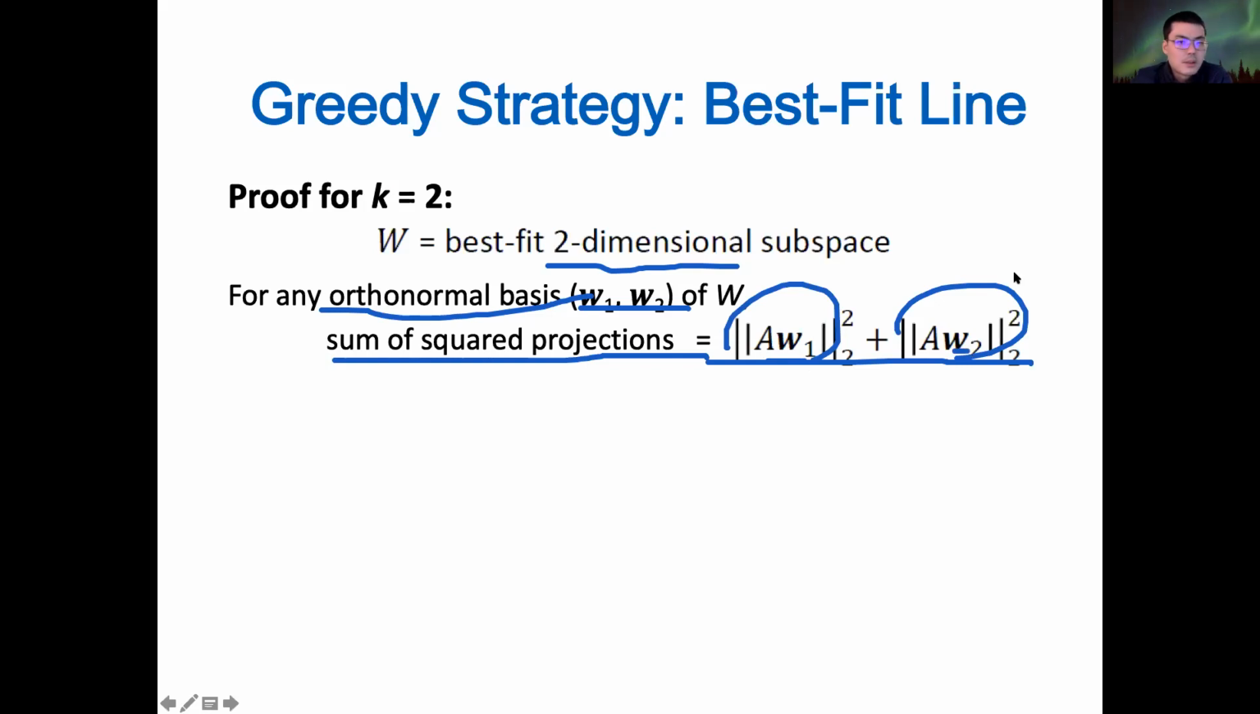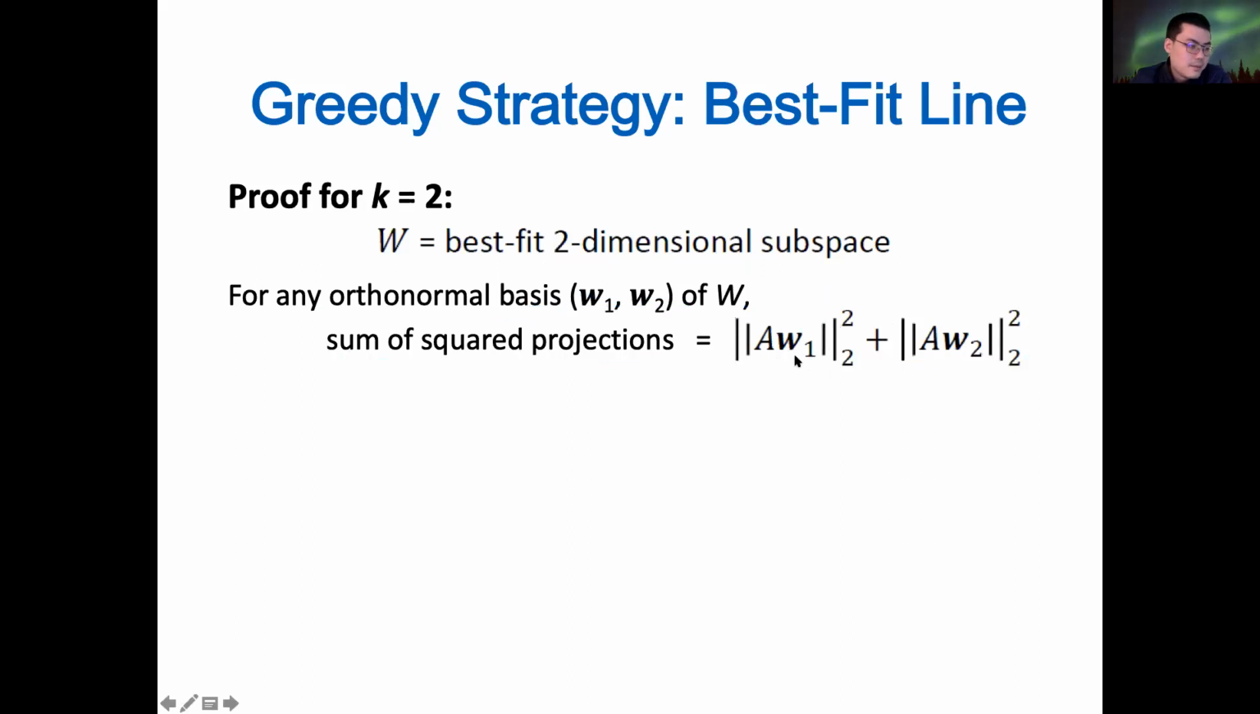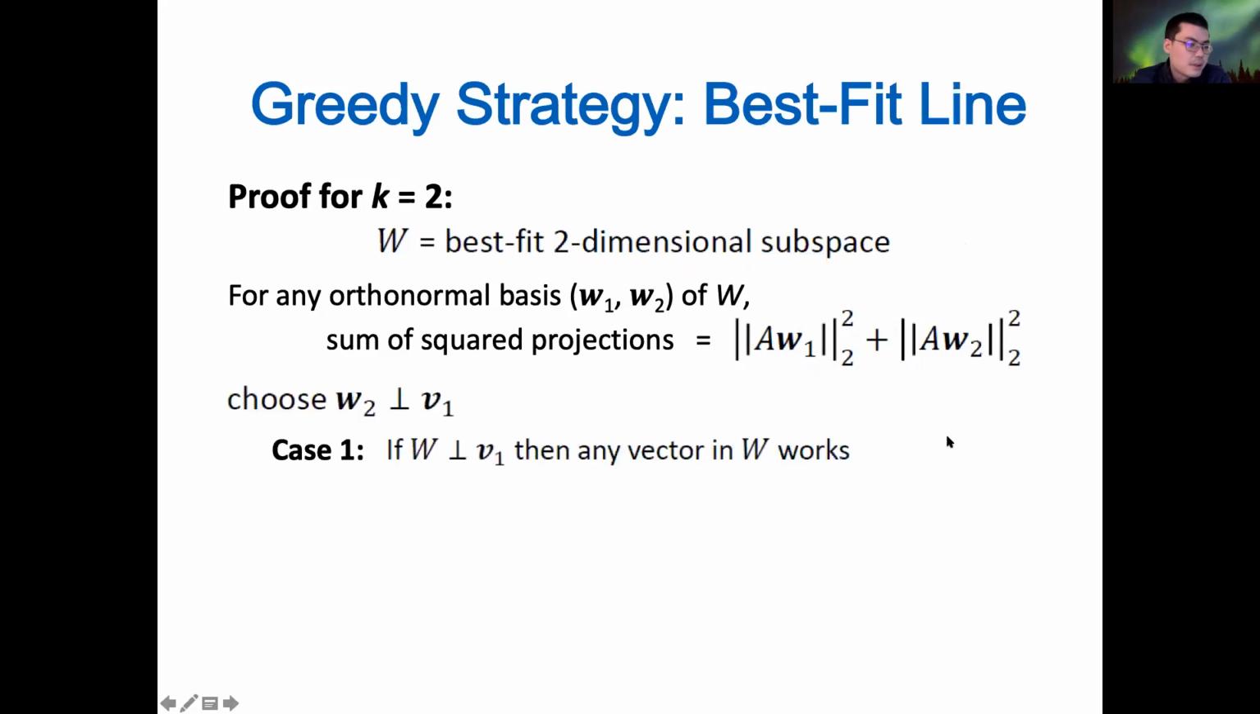Remember I asked you to remember this shape? If you remember, this is Av squared. So this is a component along W1, a component along W2. The summation, we hope it is the largest. It captures most of the components.